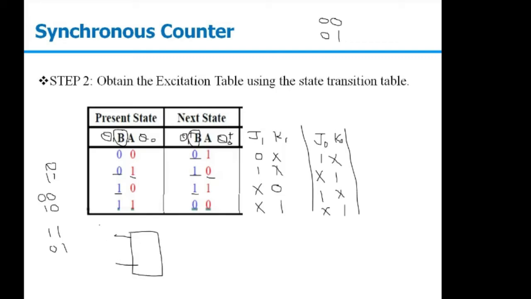Here you will put the value of J0. This will be my K0, Q0. This will be Q0 bar. Then the next one is J1 K1, and this will be my Q1 and Q1 bar. And I will be using a single clock for both the stages.